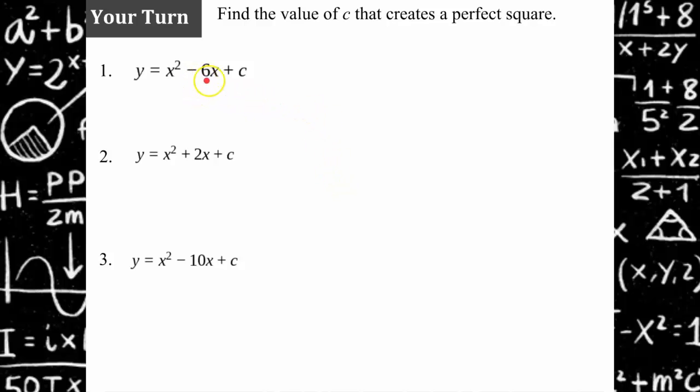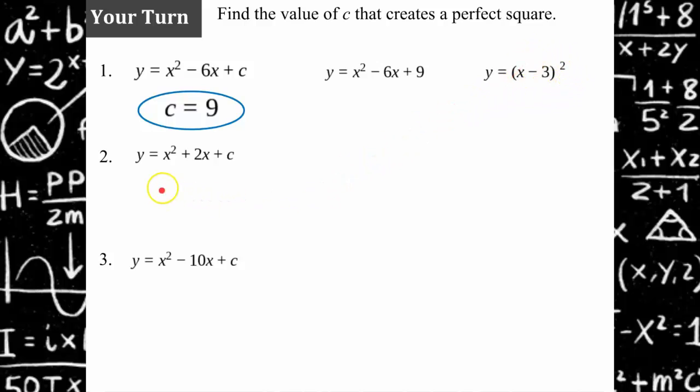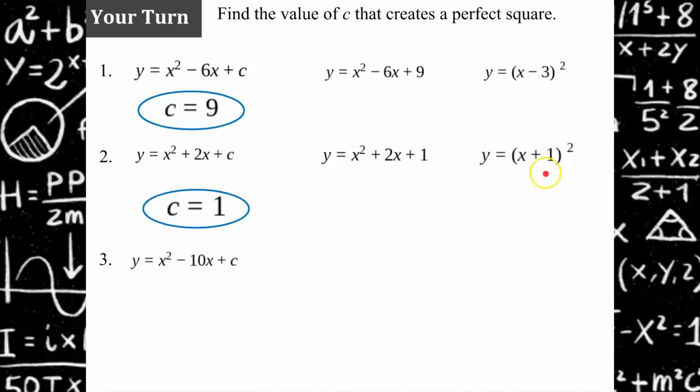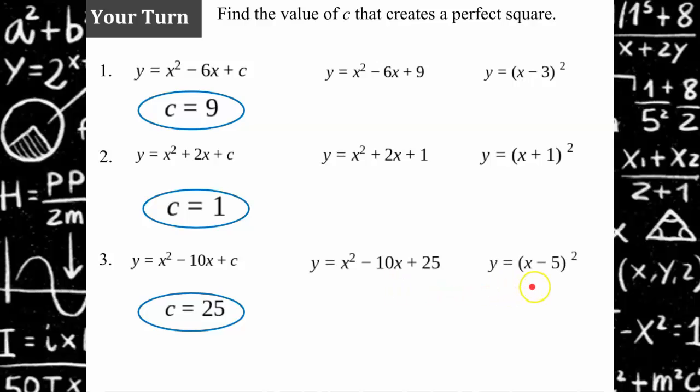Welcome back. So half of -6 is -3. -3 squared is 9. Noting that we can write this as (x minus 3) multiplied by (x minus 3). This is our perfect square trinomial. Number 2, half of 2 is 1. 1 squared is 1. So here's our perfect square trinomial written in standard form, and our perfect square trinomial written as a binomial times a binomial. -10 divided by 2 is -5. -5 squared is 25. And again, in standard form and written as a binomial.